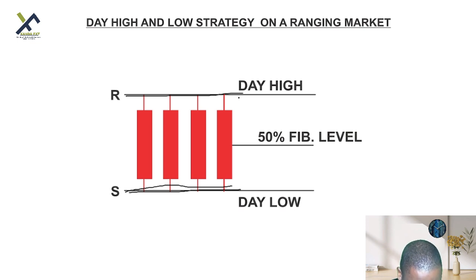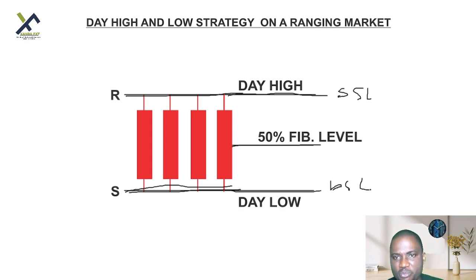Now, I want you to understand here. First of all, you mark out your previous day high, your previous day low, and your 50% Fibonacci. Okay, this can serve as the sell side liquidity, and this can serve as the buy side liquidity. So my entry target here will be the day high, which is the sell side liquidity, or the day low, which is the buy side liquidity. Knowing fully well that once the market tests this support level, it will bounce up, and once it gets to this resistance, it will bounce down.